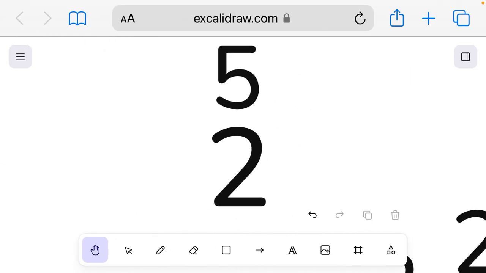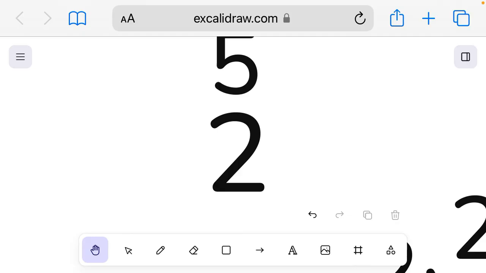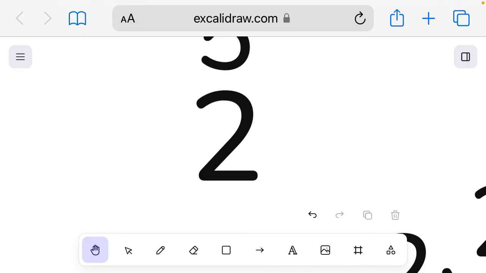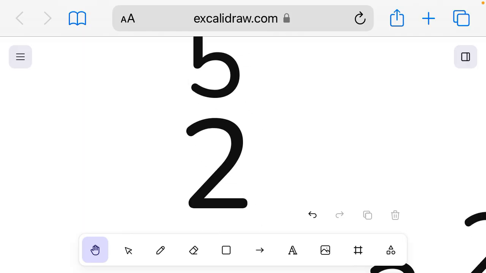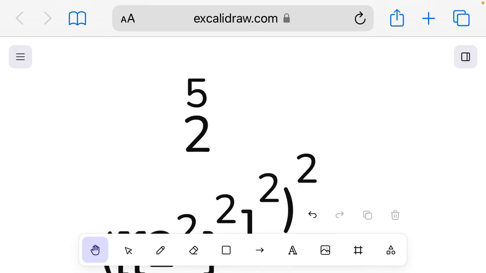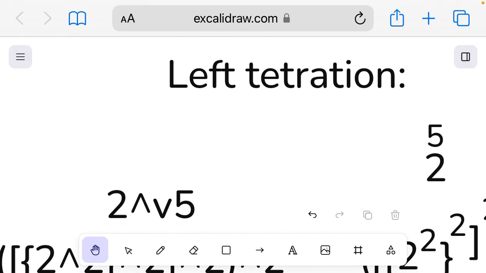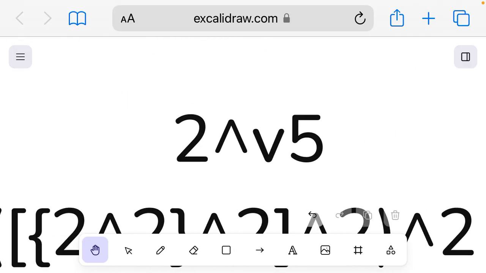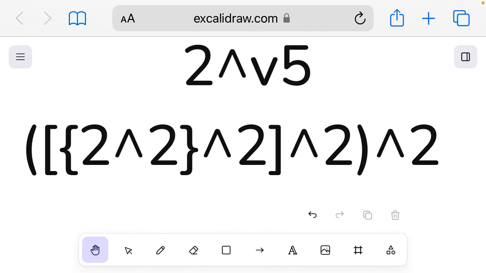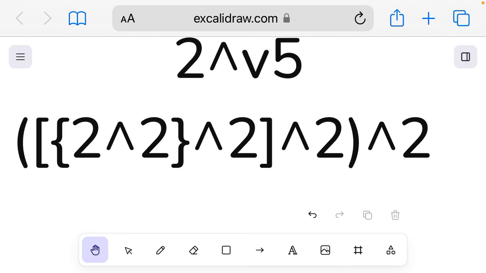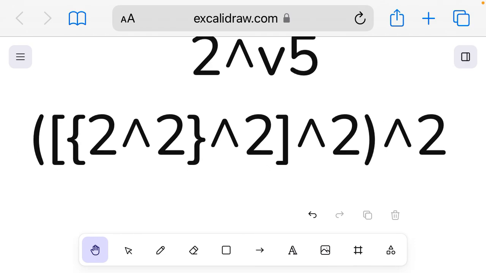But this may cause confusion. So basically, all you do is check the bottom part, which is the base, and the top part, which means how many times you have to left tetrate that number, or the base. So if you want to write it in expanded form with the carets and V's, all you do is write like this. Seems complex, huh? But it's actually very easy.